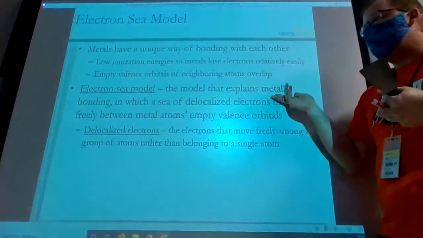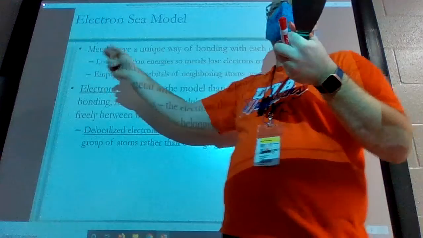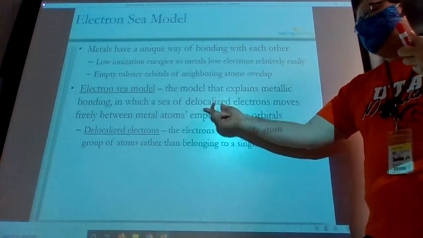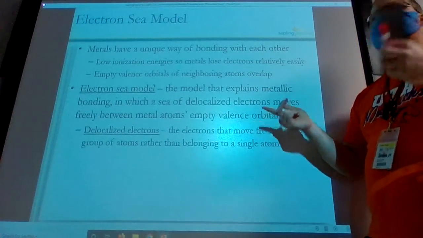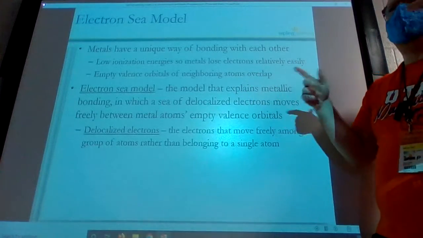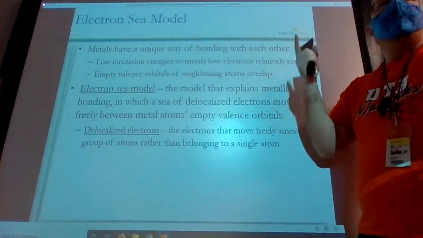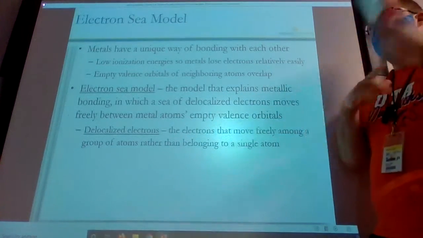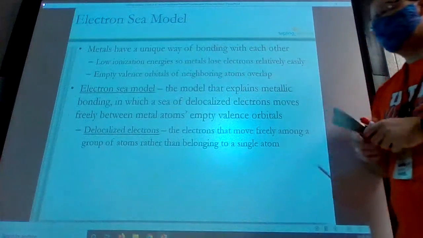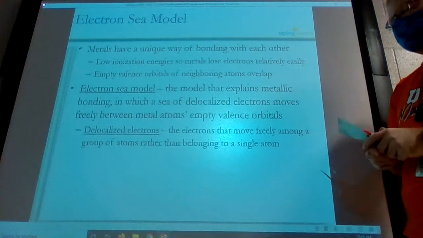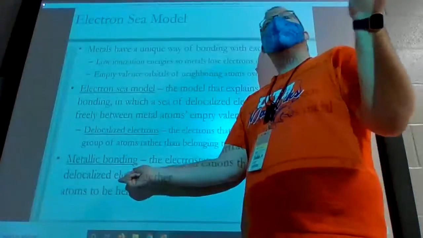So it says the model that explains metallic bonding in which a sea of delocalized electrons, which means electrons that can move around or that belong to maybe 2 different atoms, move freely between metal atoms' empty valence orbitals, which happen to overlap. Because they overlap and there are empty spaces, because they're not noble gases and don't have all 8 spaces filled up, the electrons can move around from atom to atom wherever they want to go. So those are called your delocalized electrons. They don't have a specific place. They're not for a specific atom. They just move around and go where they want to go. And what that results in is metallic bonding.